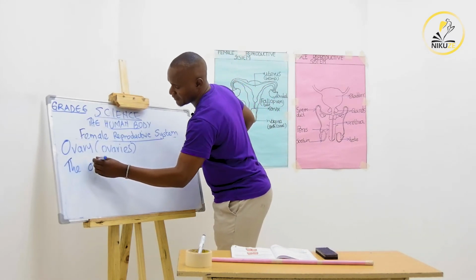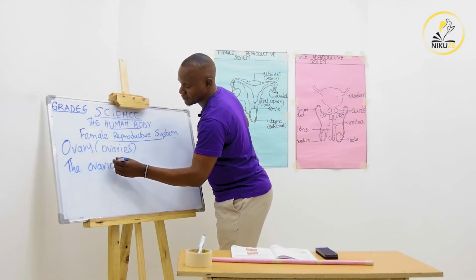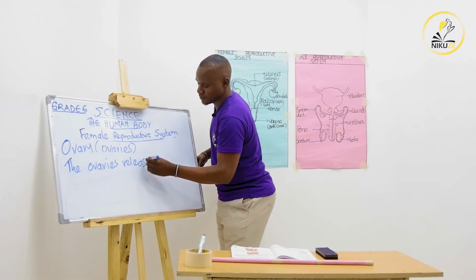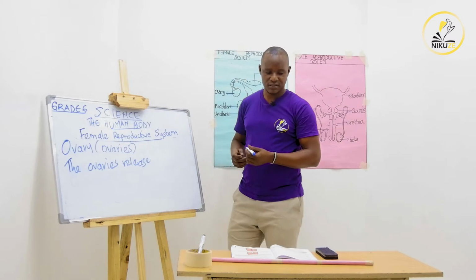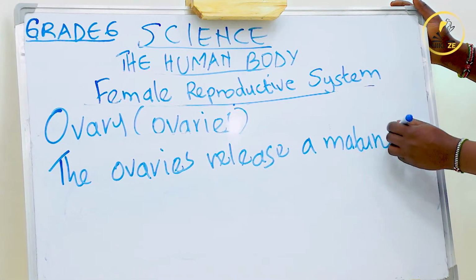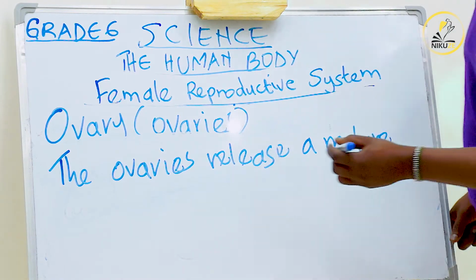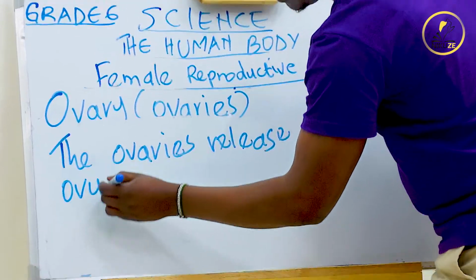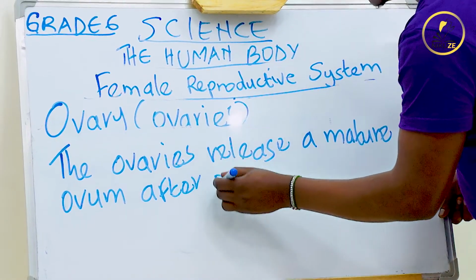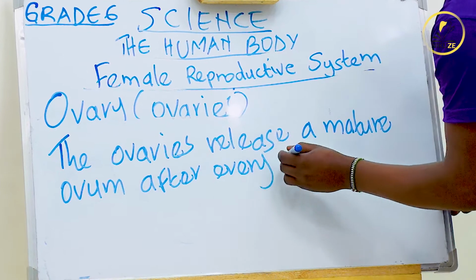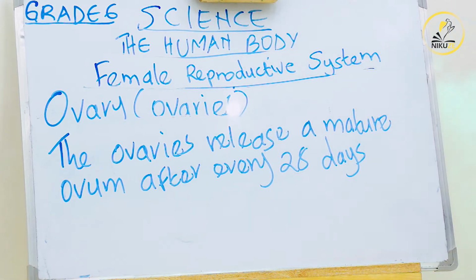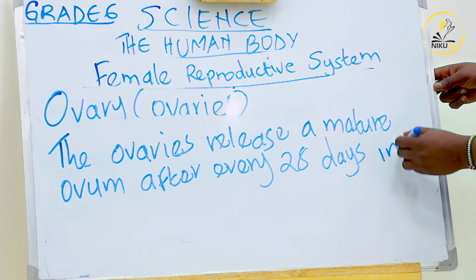We say the ovaries release a mature egg or ovum after every 28 days in most females.